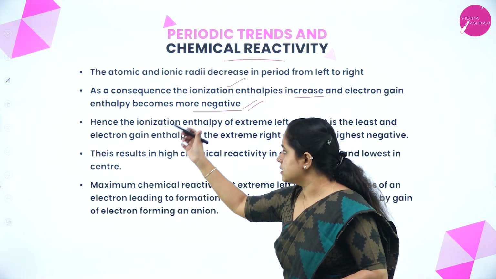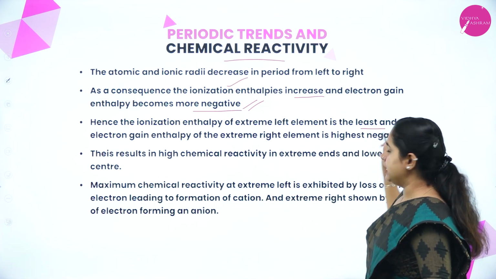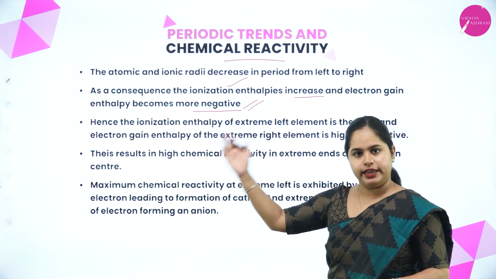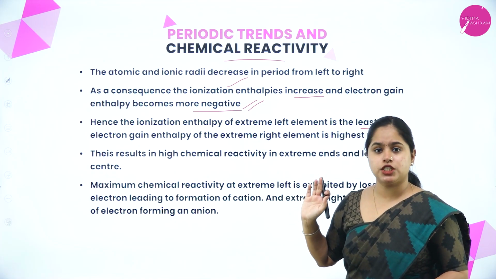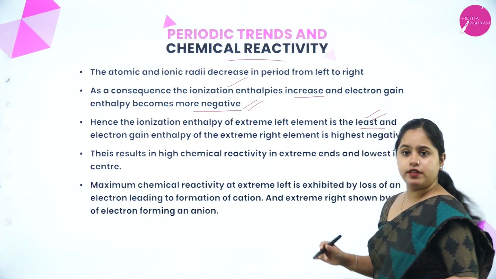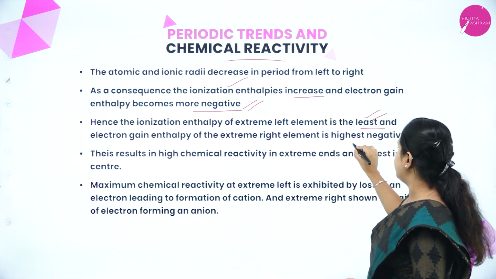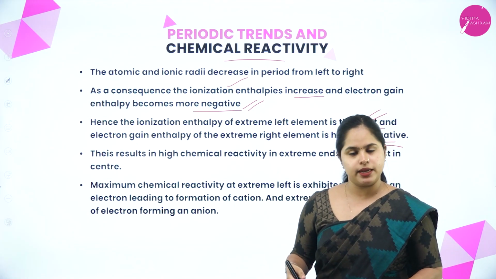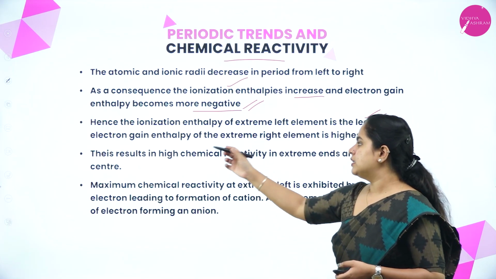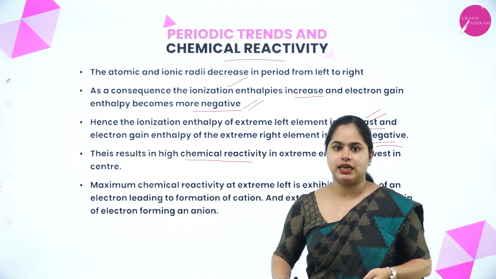So what happens? Hence, the ionization enthalpy of the extreme left element is the least. It is increasing along the period, from left to right, so on the extreme left it will have the least value, and the electron gain enthalpy of the extreme right element will be the highest negative. Right. So this is clear. Now, because of all these results, this results in high chemical reactivity in the extreme ends and lowest in the center.